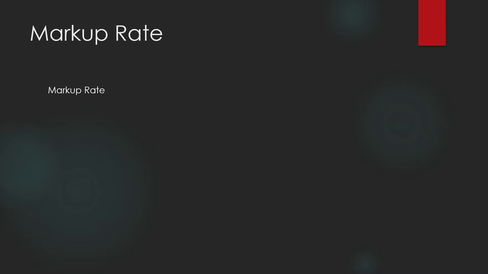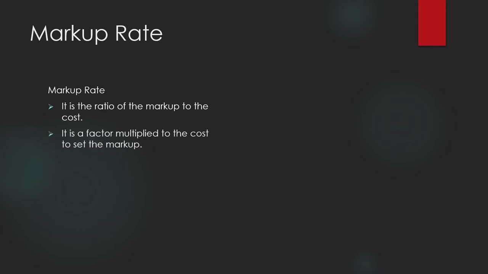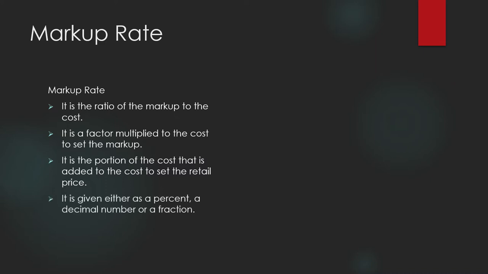Markup rate. We can look at markup rate in three ways. We can look at it as a ratio of the markup to the cost, and it is often convenient to write ratios as a fraction. It is a factor multiplied to the cost to set the markup. It is the portion of the cost that is added to the cost to set the retail price. This being said, we can write the markup rate in these ways. You can write it as a percent, a decimal number, or a fraction.